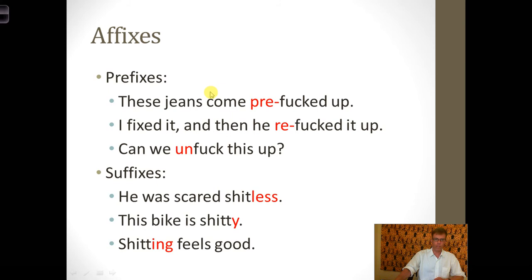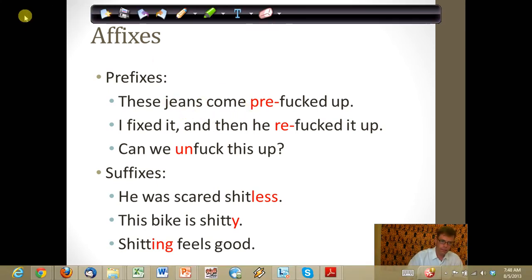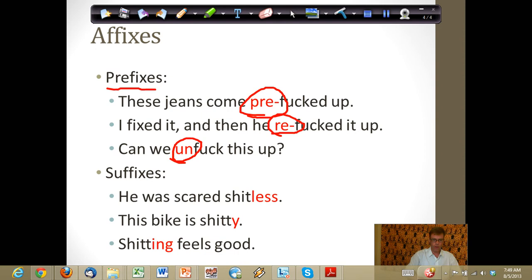So, and I expect this is review for you. These are prefixes, and let me just kind of highlight what I'm saying here. So we'll start with prefixes, and we see that we've got the pre, as in these genes come pre-fucked up, and the re, as in I fixed it and then he re-fucked it up, and then can we unfuck it up, the un there. All of those are prefixes. They come before the root. And then, of course, we have suffixes, which come after the root. So the root here being shit in all of these cases, and we've got -less, -y, and -ing as suffixes. So in the first examples, our root is fuck in all three of these, and in the suffixes, our root is shit in all three of these.